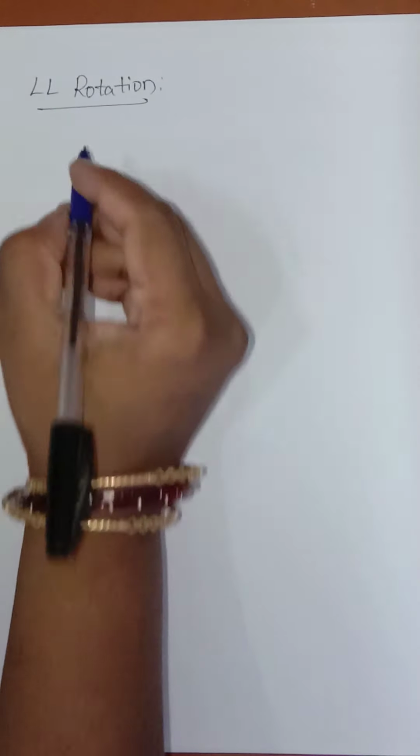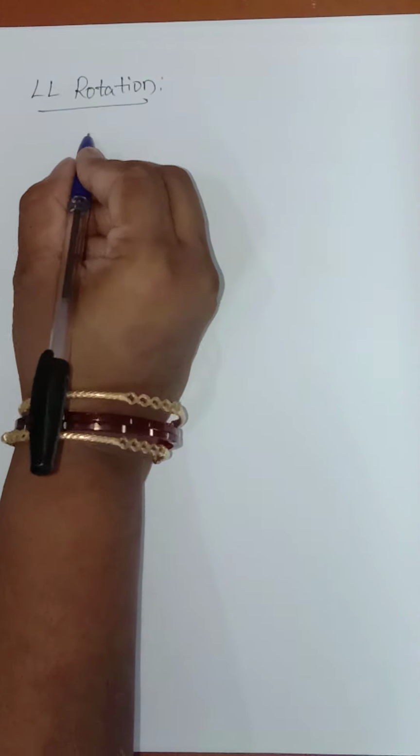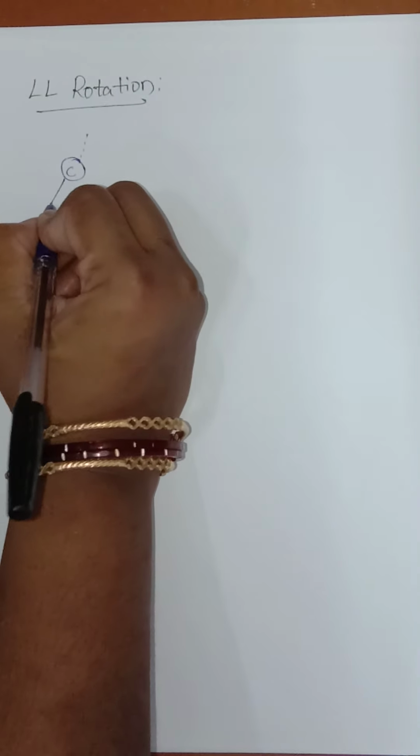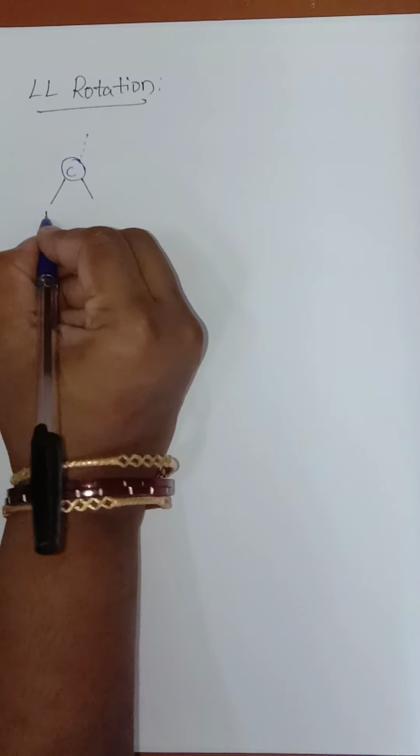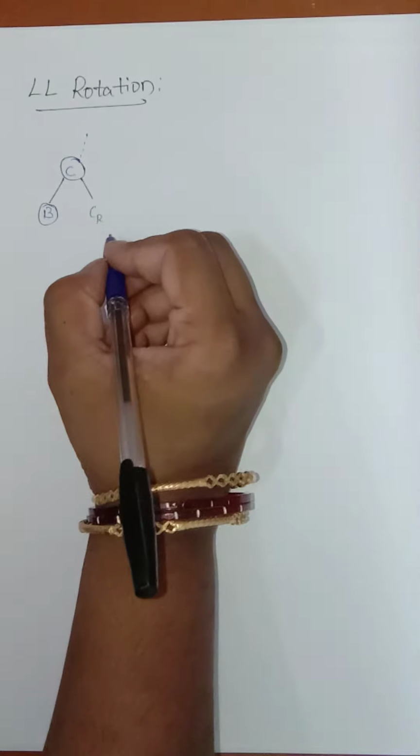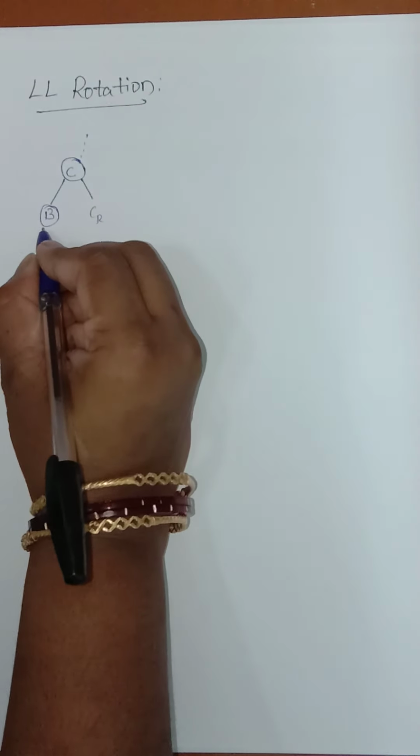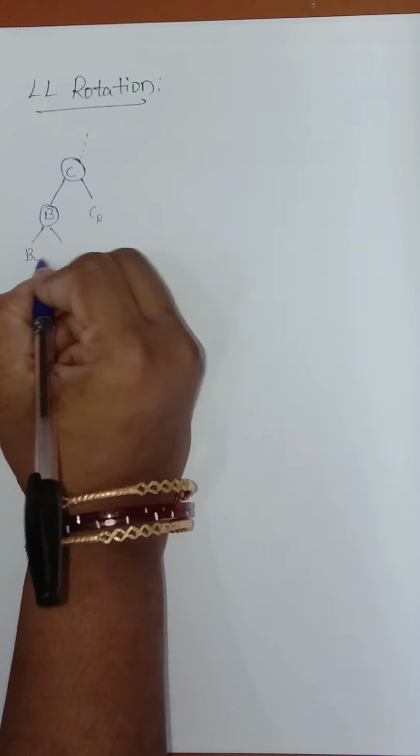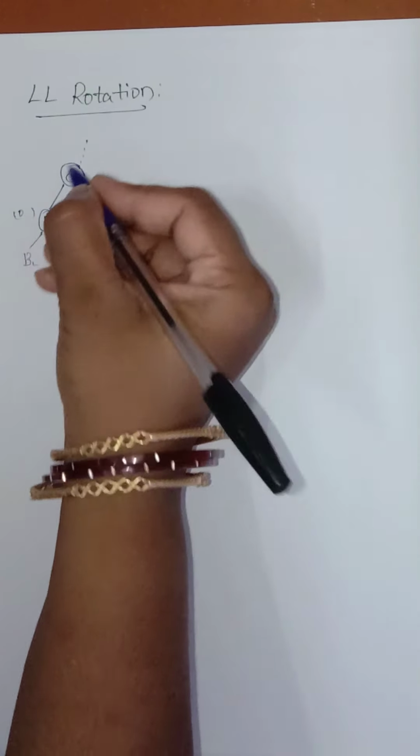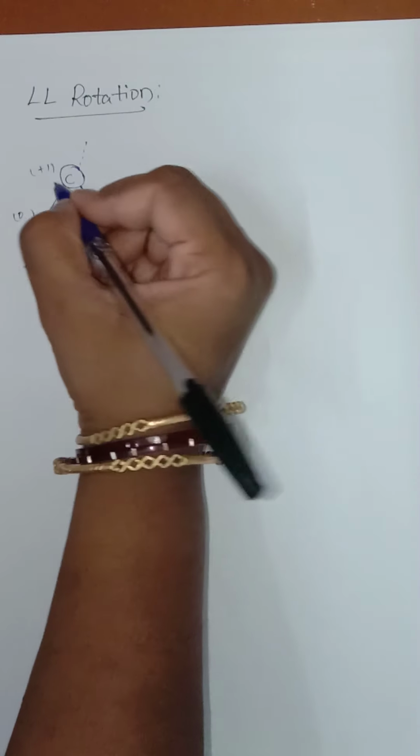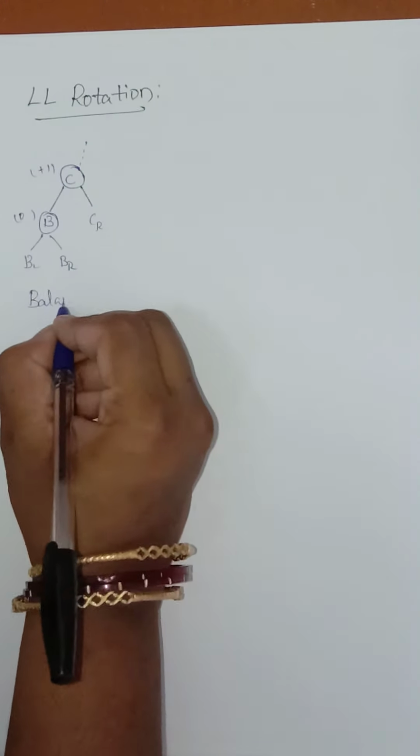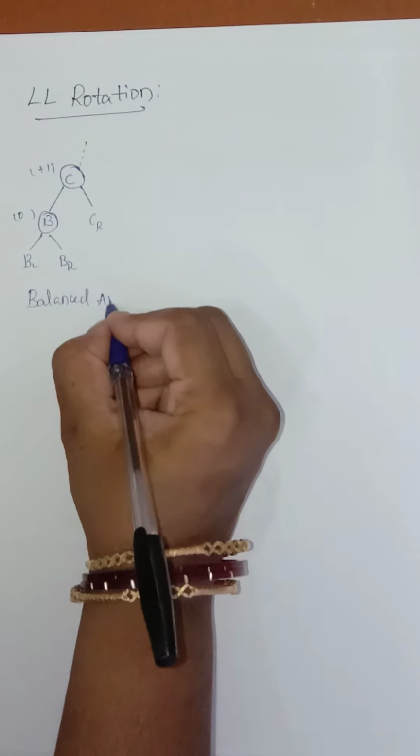Okay, we are considering this example. Let us consider the tree. This has some subtree B, and either it may be C or one node. Here the balancing factor is 0, and here the balancing factor is +1. So this is a balanced AVL tree before insertion.